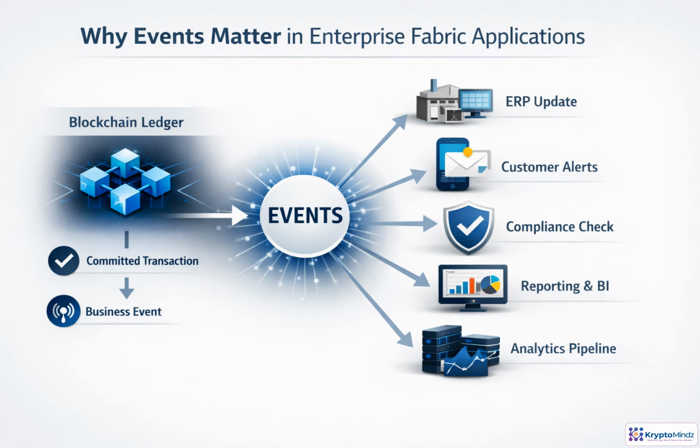In enterprise Fabric applications, a committed transaction is often only the starting point. Once the ledger changes, other systems may need to respond. Update an ERP record, alert a customer, run a compliance check, refresh reporting, or feed analytics. Events turn those ledger changes into signals, so applications do not have to poll constantly. This keeps blockchain transaction processing separate from downstream workflows, while making the overall system more responsive, automated, and scalable.